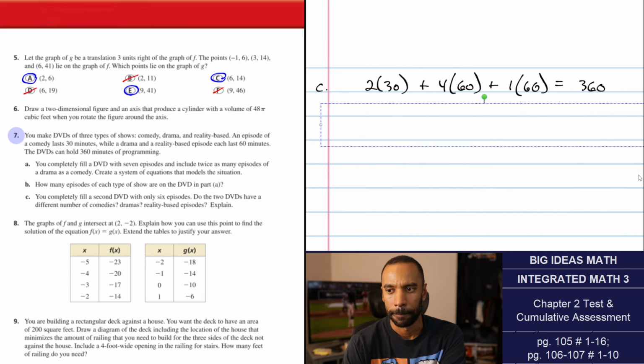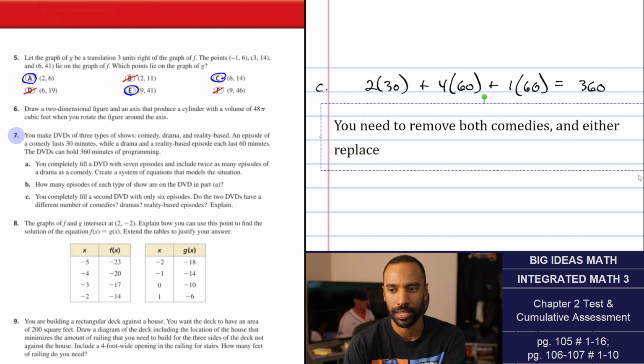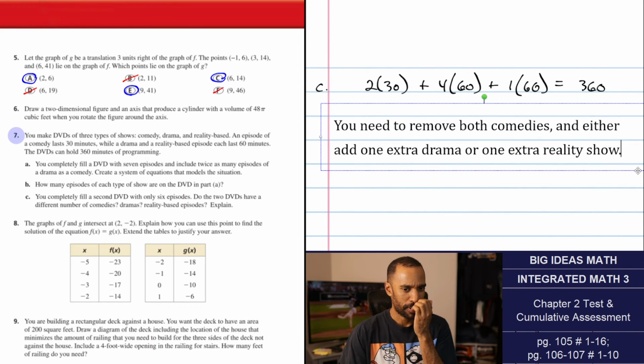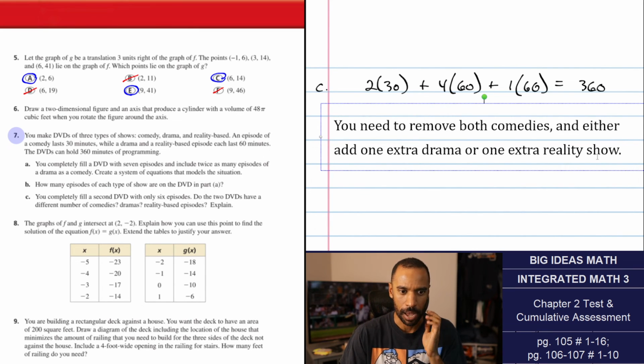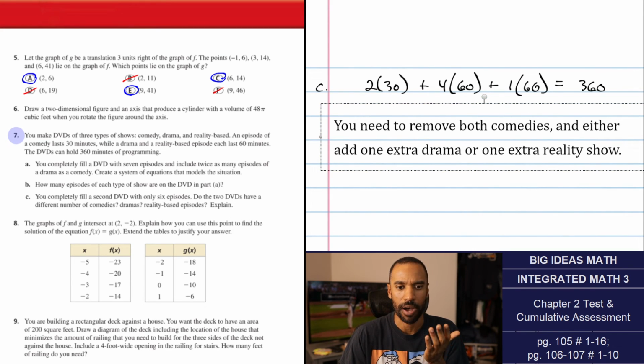So, you need to remove both comedies, or all comedies, and either add 1 extra drama or 1 extra reality show. I don't know if that kind of answers that right, but it just says the 2 DVDs have a different number of comedies, dramas, reality-based episodes. So they could. The comedies, definitely, yes. And then one of the other ones will change, so I'm not sure which one. But it needs to add to 360 minutes with that in mind, and that's the only way that's possible.